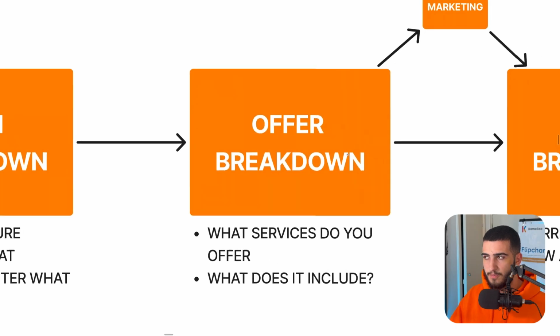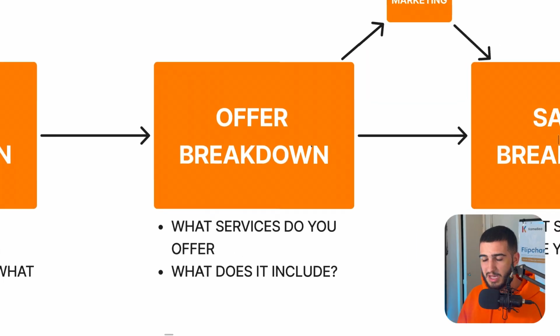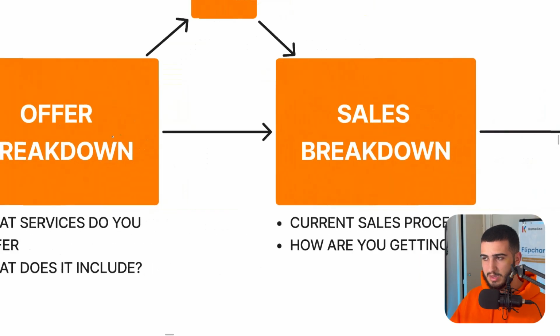Second, we talk about your offer. Here you want to talk about what services you actually do and what your offer actually includes. Honestly, you probably already have an offer breakdown. The reason we mainly do this is just to get a good understanding of what a client actually does. If you already have your offer breakdown, you can skip this step right here.